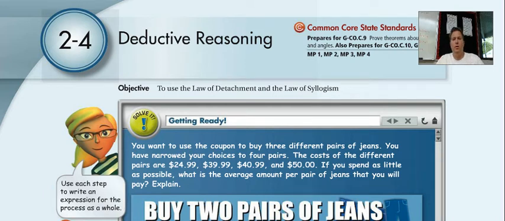Alright, welcome. So we have 2.4, deductive reasoning. Our objective today is to use the law of detachment and the law of syllogism. We talked about inductive reasoning as far as looking at observations, looking at patterns, and finding reasoning behind that. Now we're going to add on to it as far as deductive reasoning, and the two forms that are the law of detachment and the law of syllogism. So make sure you have the header written at the top, and let's get going.